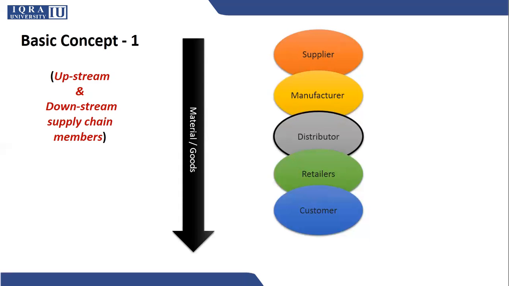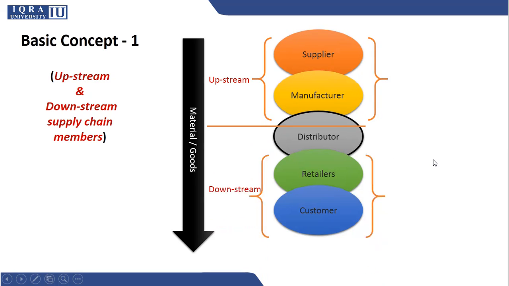Here we have to consider the focal company, or the company we are talking about. Let's say we are talking about the distributor, or the distributor is our focal company. From the distributor's point of view, manufacturers and suppliers are their upstream supply chain members, while retailers and consumer customers are their downstream supply chain members.